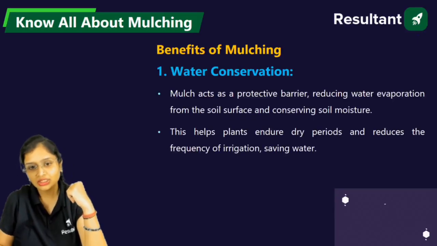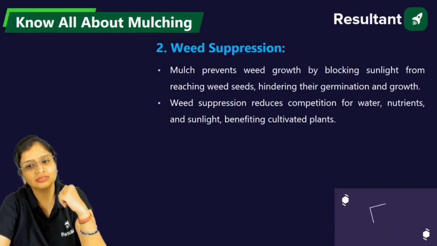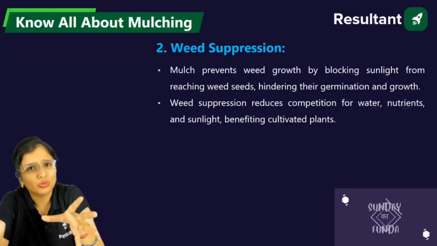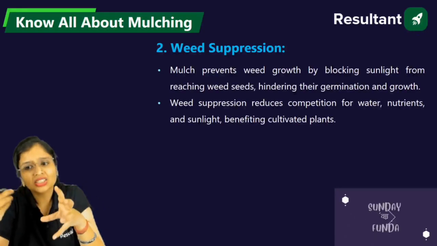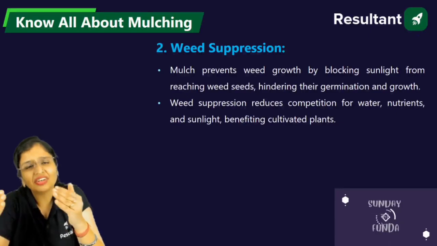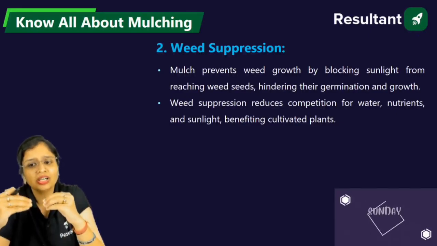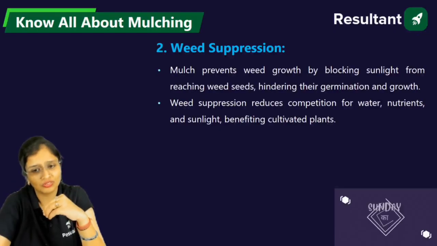Next benefit is weed suppression. If weeds grow, they will not let the plants grow, they will block the sunlight and reduce the growth. So if mulching is done, it will help in preventing the growth of weeds.